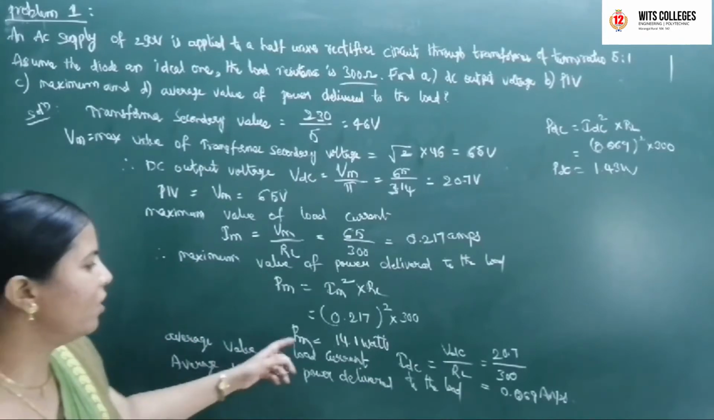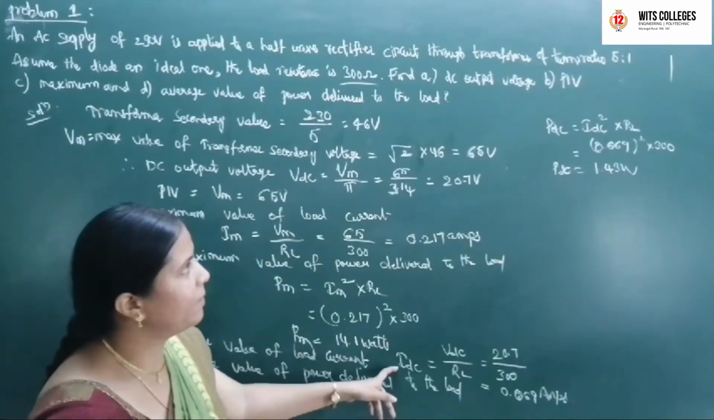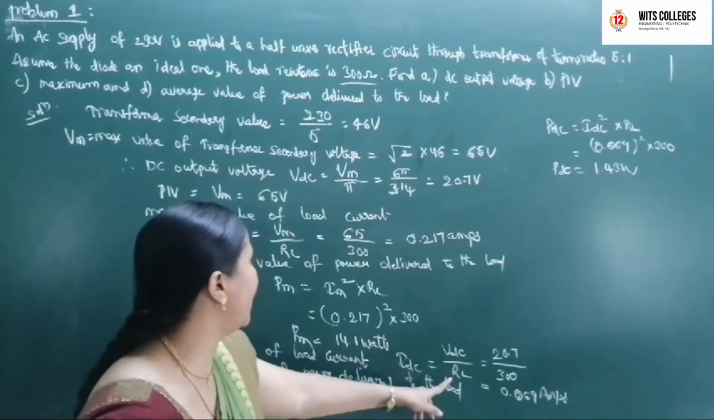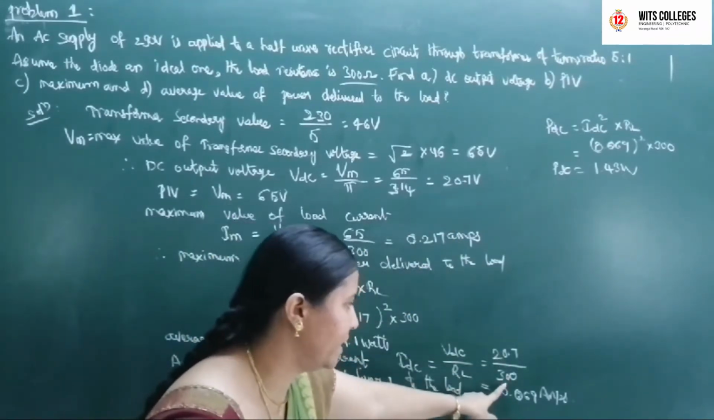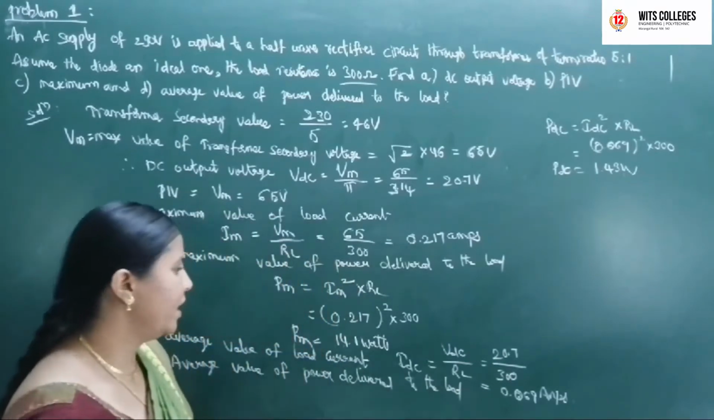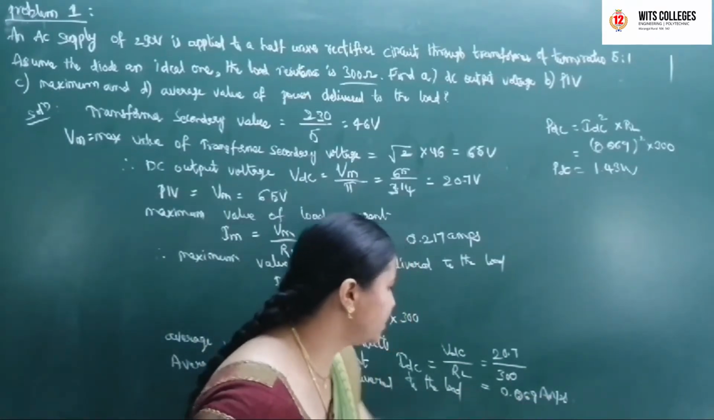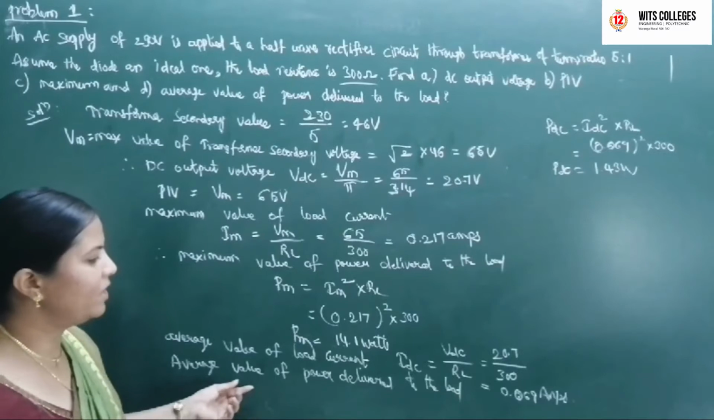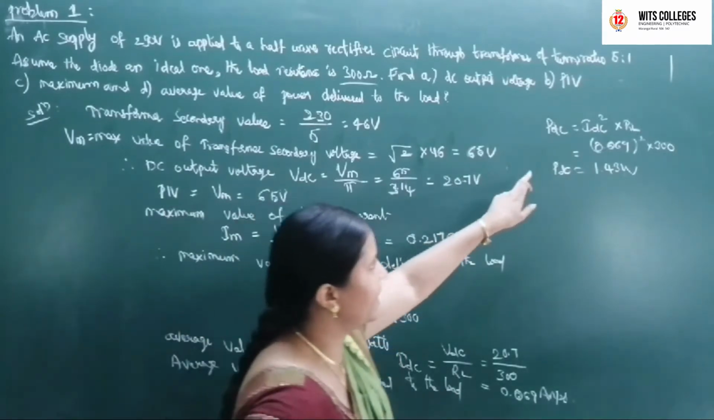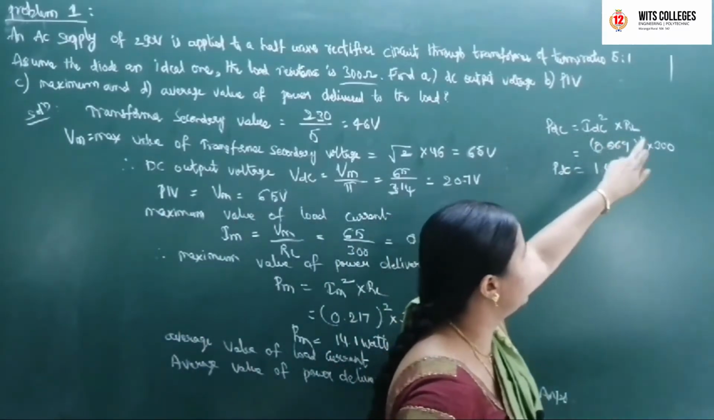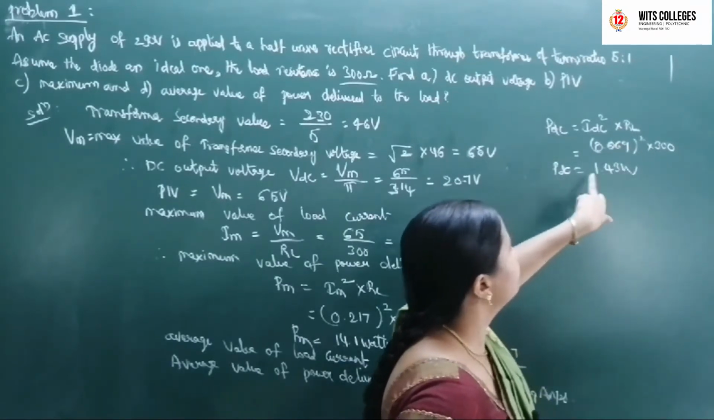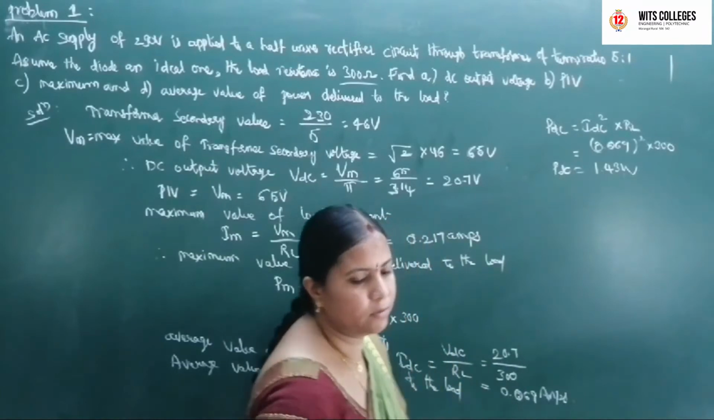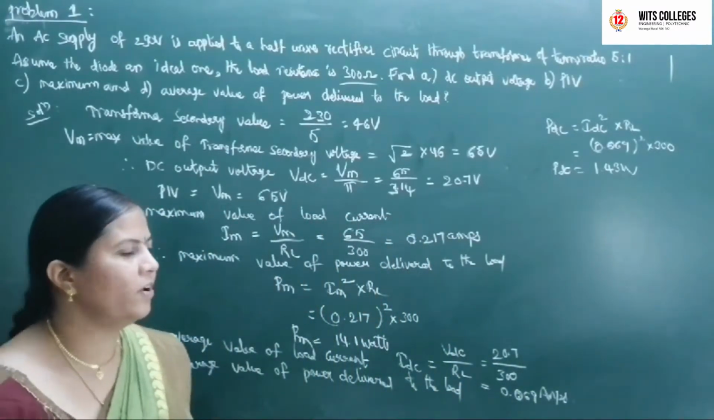Then the average value of load current is IDC equal to VDC by RL. The VDC value is 20.7 by 300, RL value is 300. You get 0.069 amps. Next, the average value of power delivered to the load is PDC equal to IDC square into RL. So 0.069 whole square into 300 gives 1.43 watts. So this is the problem on the half wave rectifier.